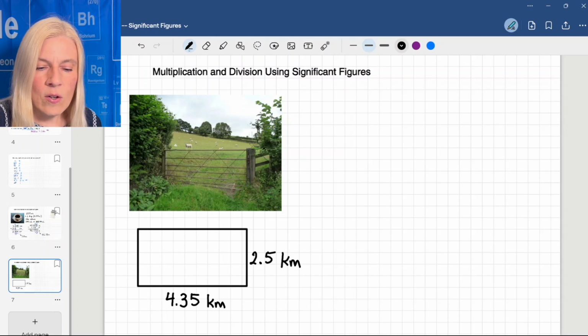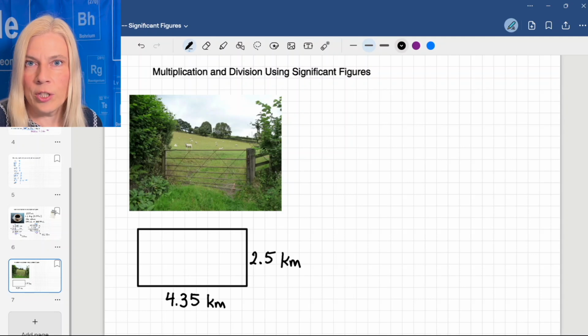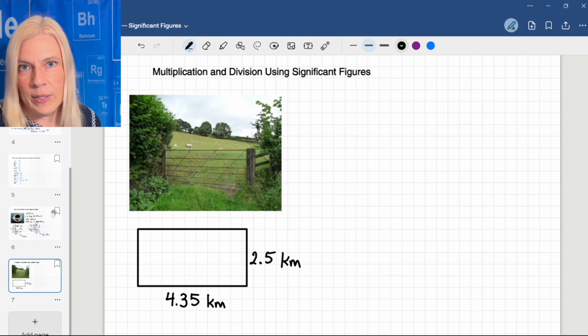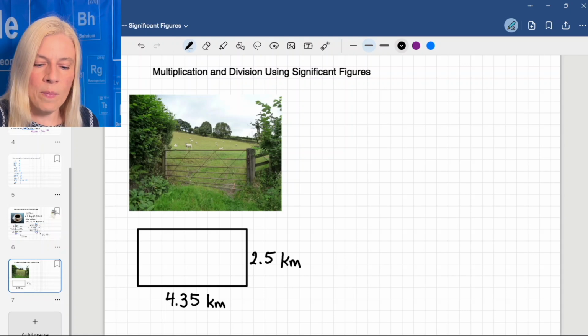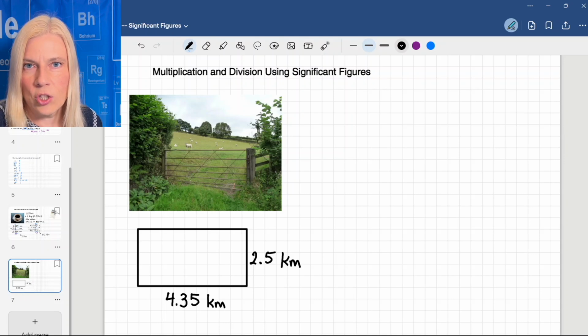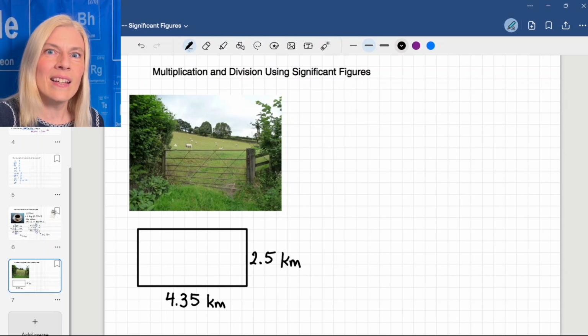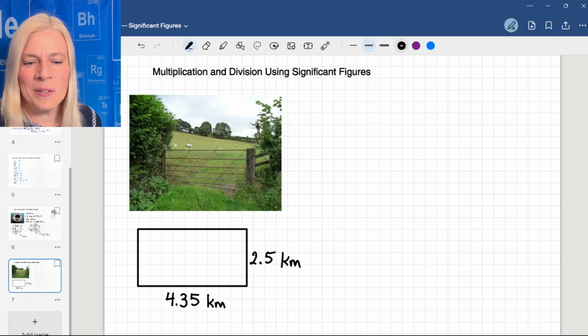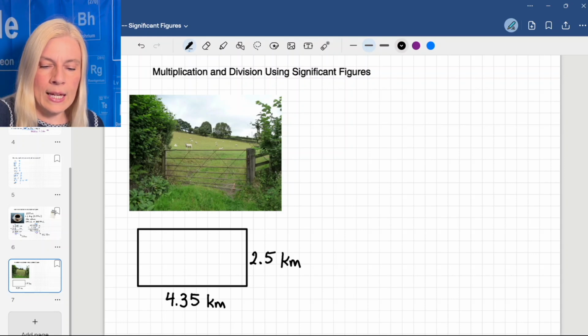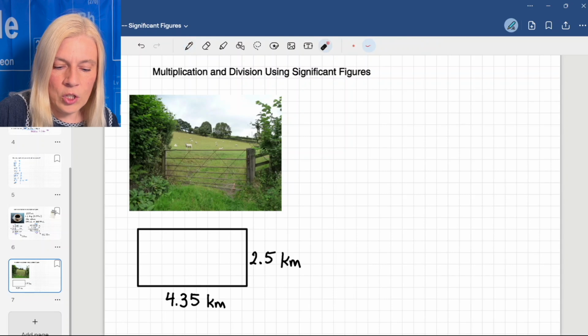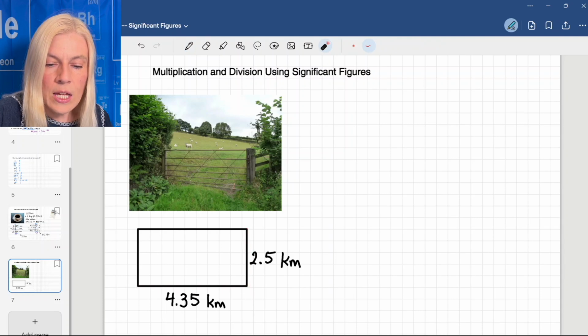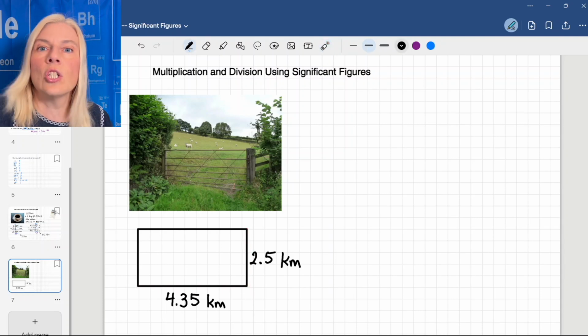Let's say we have this beautiful sheep pasture. I'm going to put a fence around it, and I'm going to want to know how many square kilometers my sheep pasture is. So this is going to be a big pasture. I want my sheep to run around. Okay, so I'm putting a fence and I'm going to measure things. The length will be 4.35 kilometers and the width is 2.5 kilometers. So let's figure out the area that my sheep will have.